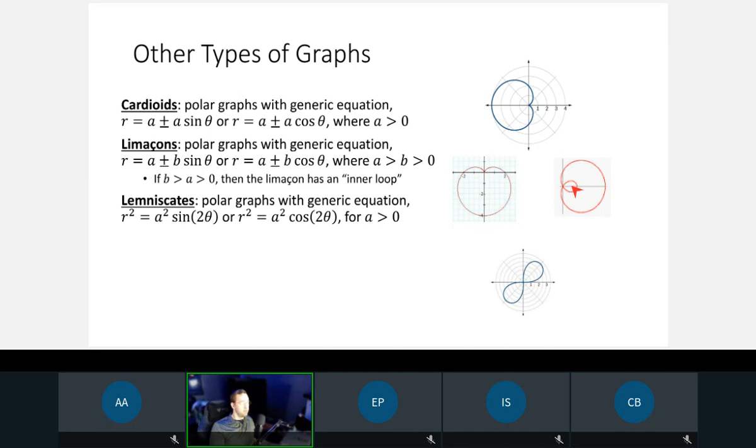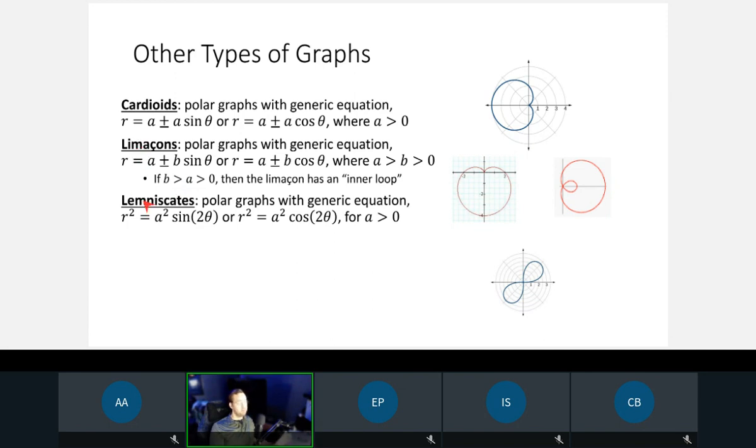All right, the one that has the loop. So this limicon that has this loop in the middle here, this is done when your a value is smaller than your b value. So that is that case. You're going to have that inner loop when the a value is smaller. All right, so that's limicons.